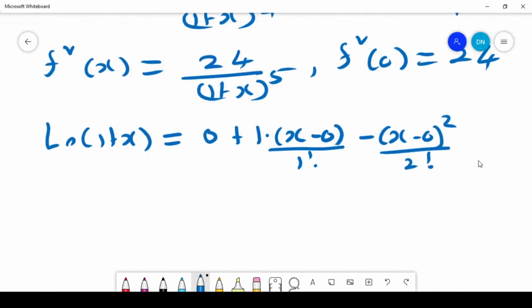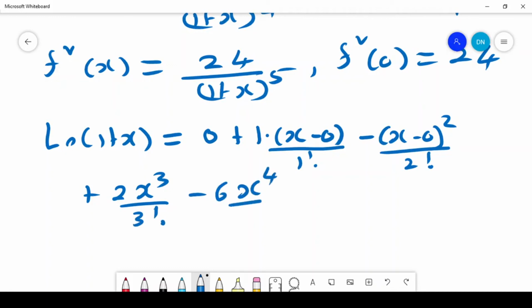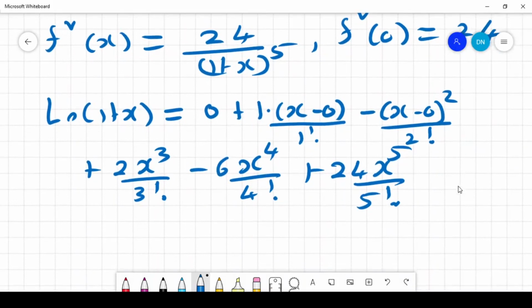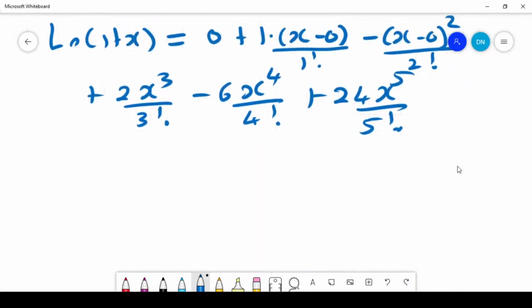The next term after negative 1, we had positive 2. Then we have 2x cubed over 3 factorial. Then after 2, we had negative 6, x to the 4 over 4 factorial. Then we had 24, x to the 5 over 5 factorial. So those are our 5 terms that we have. And we want to simplify.